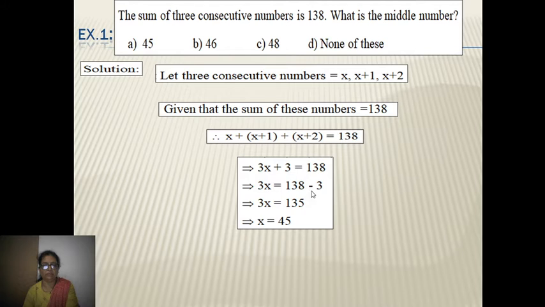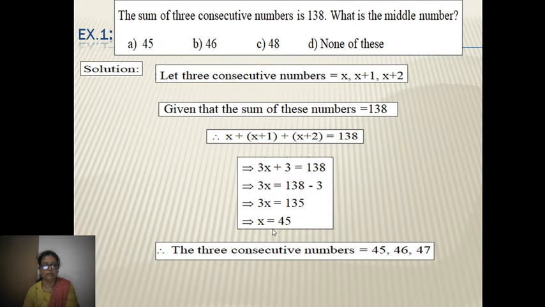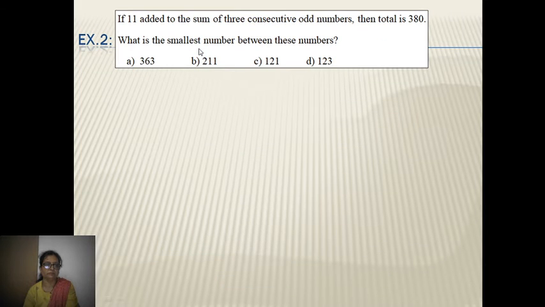Now this 3 is shifted to the right hand side. Then we get 3x equal to 135 and x equal to 45. Therefore the three consecutive numbers are 45, 46, 47 and the middle number is 46. Therefore our answer is B, 46.